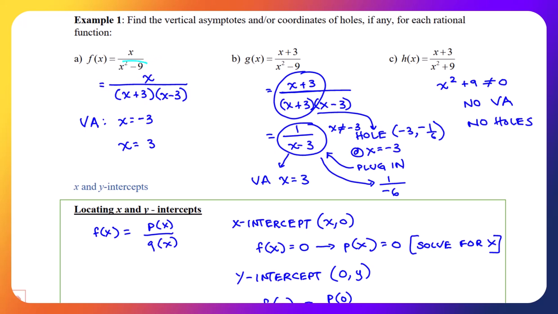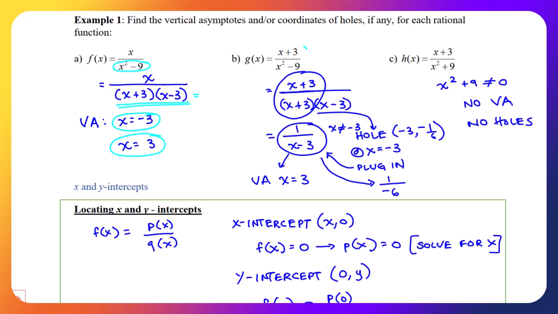So the denominator is what we look at. We factor it, and to make it 0, x could be 3 or negative 3. Nothing reduced out, and so the vertical asymptotes are x equals 3 and x equals negative 3.